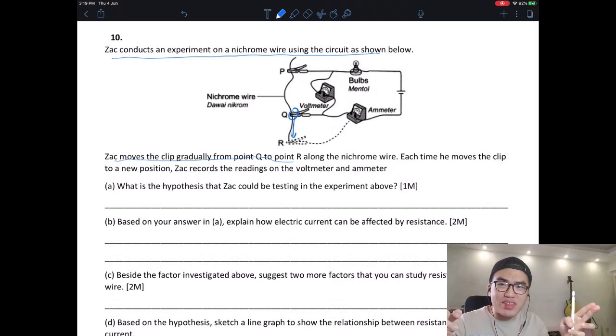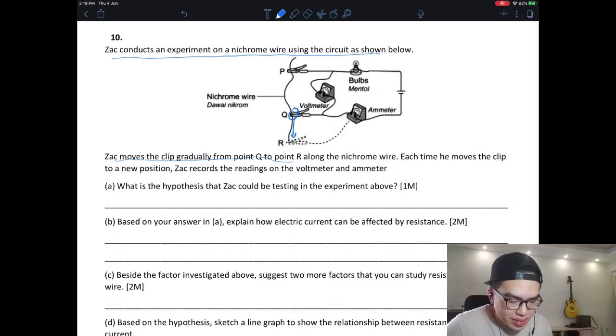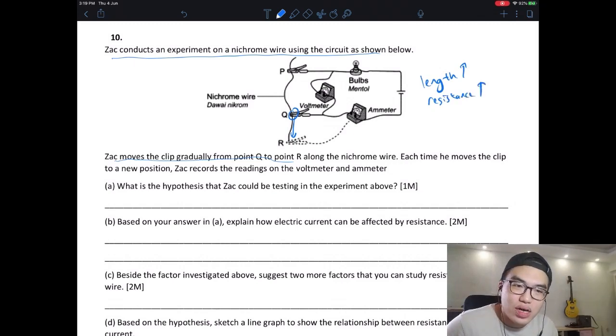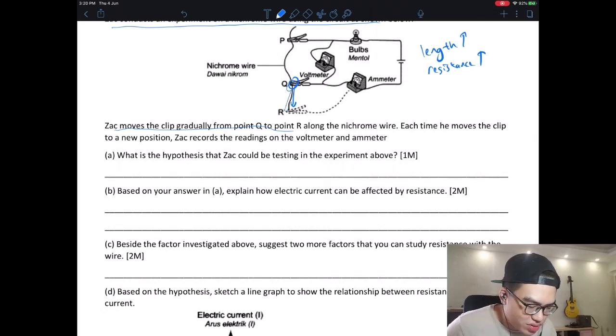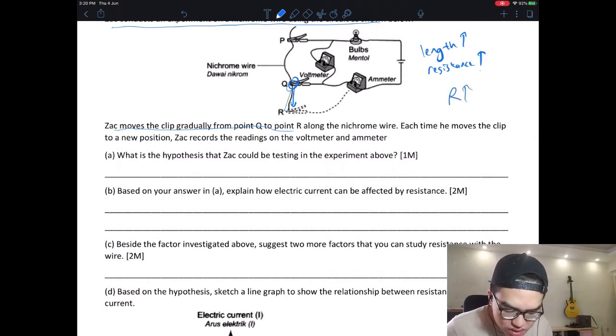I'm increasing the length of the wire. Here's the thing: the longer the length, the higher the resistance. If you put it this way, the longer the river, the harder it is to travel, because there are more rocks, more resistance. You get the meaning. So when I move from Q to R, my R increases. Each time he moves the clip, Z records the reading on the voltmeter and ammeter.